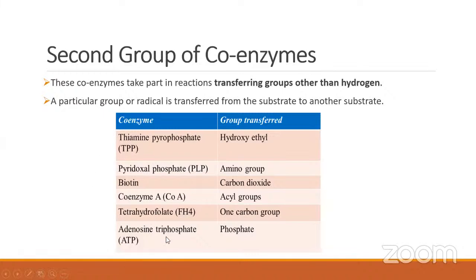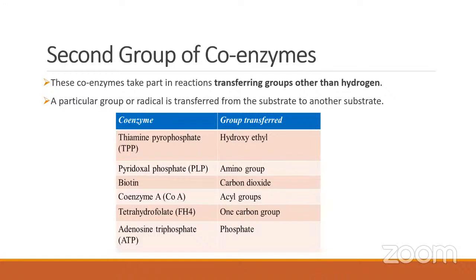Now, adenosine triphosphate, you know that ATP is the universal currency of energy. It transfers the phosphate group. Can you give me an example of an enzymatic reaction you studied yesterday where ATP is used as a coenzyme?